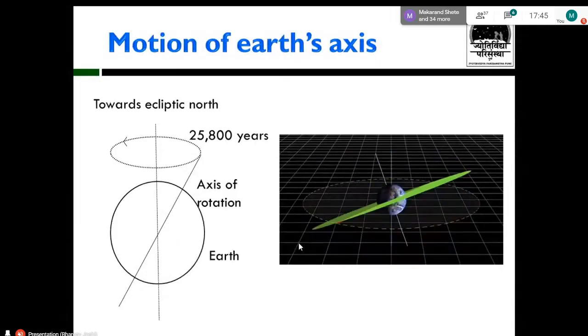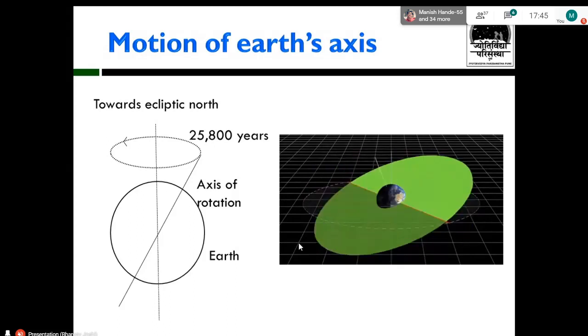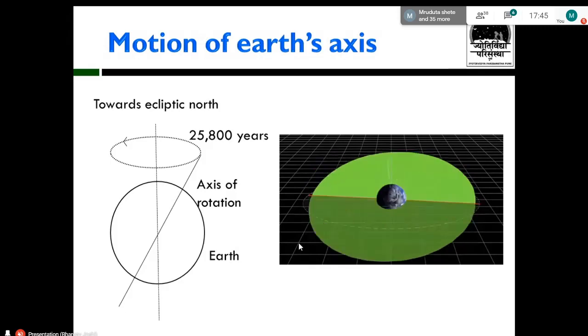So that's revolution. But there is some other motion of the Earth which was not taught to us in school, and that motion is called axial precession. So if you can see the GIF on the right hand side, you can see that it is not just the Earth that is rotating, but the axis of the Earth itself is rotating.